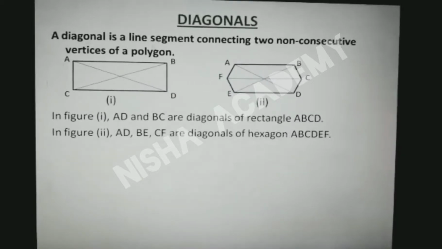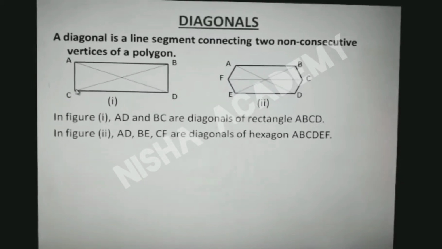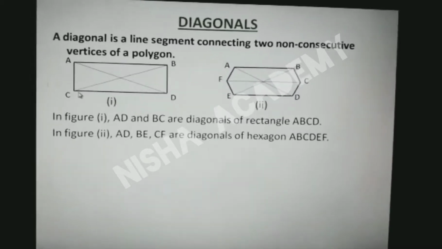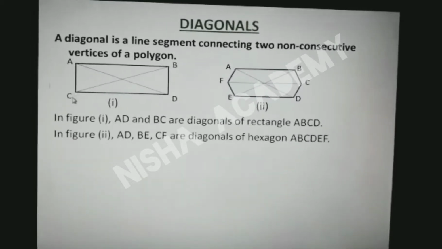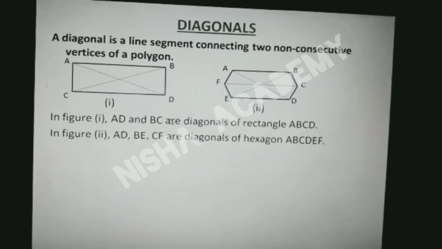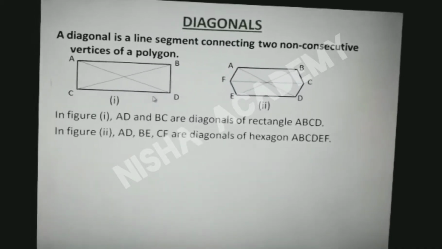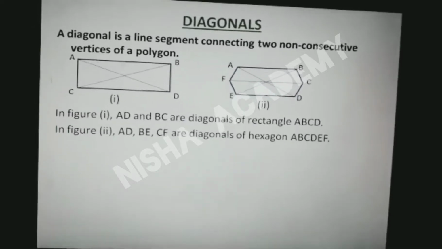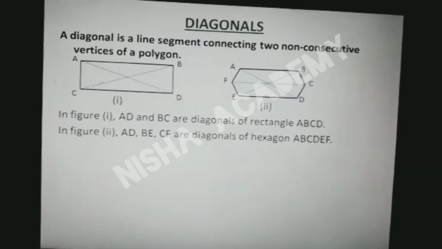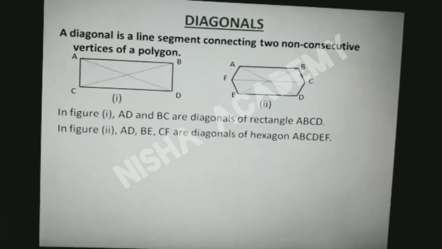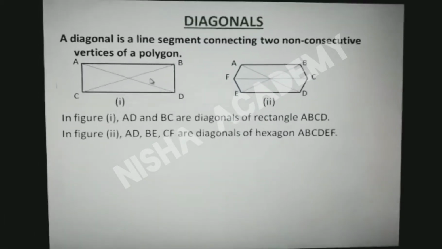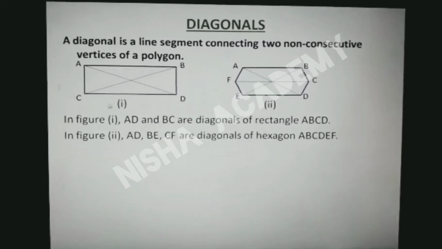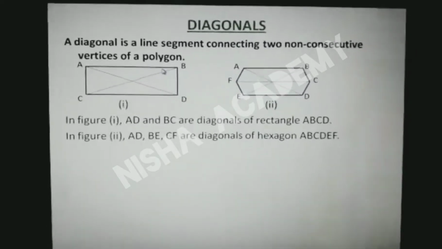Like in this figure, it is a rectangle. Here the consecutive vertices are which ones? A, C, A, B, B, D and C, D. While non-consecutive means which are opposite to each other, like A and D, B and C. When you join these opposite vertices, you get a diagonal. Like by joining AD and BC, you get the diagonals of a rectangle.